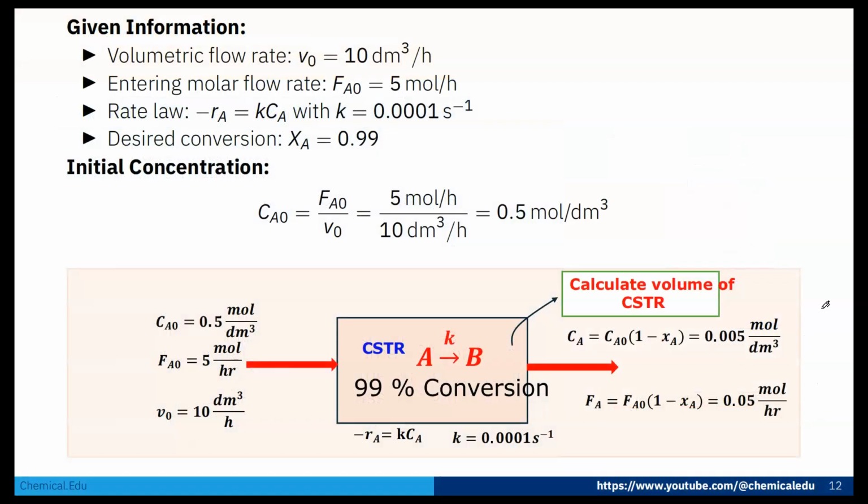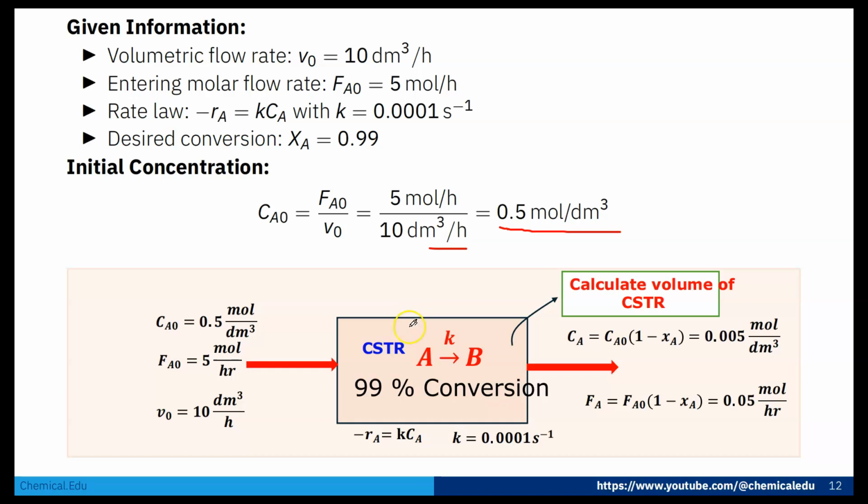Now here is the given information. Volumetric flow rate V0 is equal to 10 dm³ per hour. Entering molar flow rate Fa0 is equal to 5 mole per hour. Rate law: minus Ra is equal to K Ca with K 0.0001 second inverse. Desired conversion Xa is equal to 0.99. Now the initial concentration can be calculated by the equation Ca0 is equal to Fa0 divided by V0. So Fa0 is 5 mole per hour, V0 is 10 dm³ per hour, so that will be 0.5 mole per dm³.